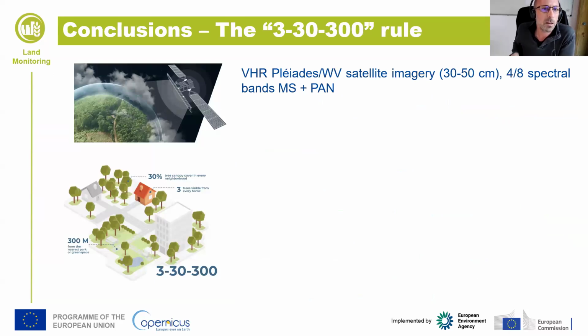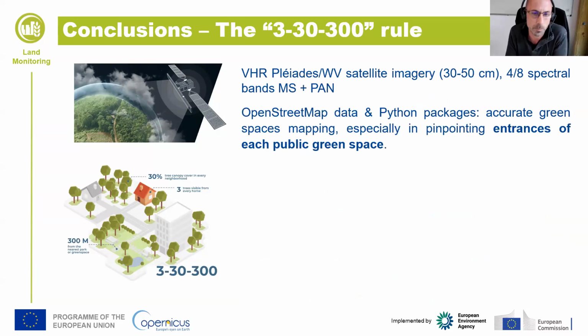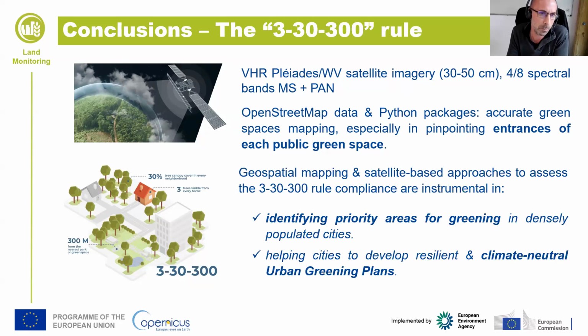So finally, very high resolution Pleiades or WorldView satellite imagery can be used with OpenStreetMap and Python packages, mainly for detecting the entrance of each public green space and also for accurate green space mapping. Geospatial mapping and satellite-based approaches to assess the rule compliance are very important, first in identifying areas for greening, mainly in densely populated cities, but also in helping cities to develop resilient and climate-neutral urban green plans.